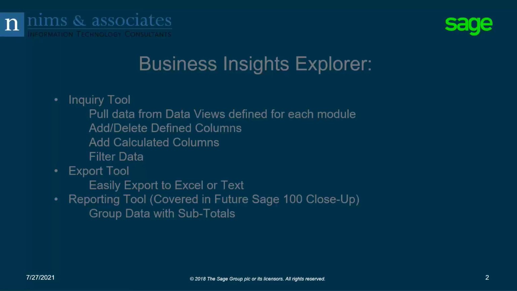It allows you to pull data from predefined data views that have been defined for each module. And within these data views, you can add and delete previously defined columns, but you can also add calculated columns and filtered data. But it is also an export tool. It's very easy to export data from these views to Excel or to text. And lastly, it is a reporting tool, which we'll cover in a future Sage 100 close-up, which allows us to group data together with some subtotals.